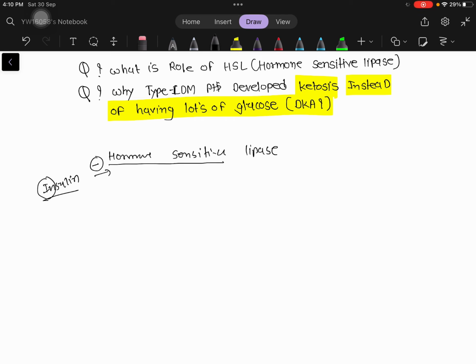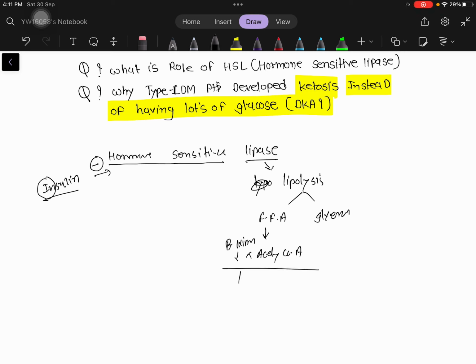The name itself suggests that lipase does lipolysis and forms free fatty acid and glycerol. Then the free fatty acid goes into beta oxidation and forms acetyl CoA, and 2 molecules of acetyl CoA form ketone bodies. This is how it runs in our body.